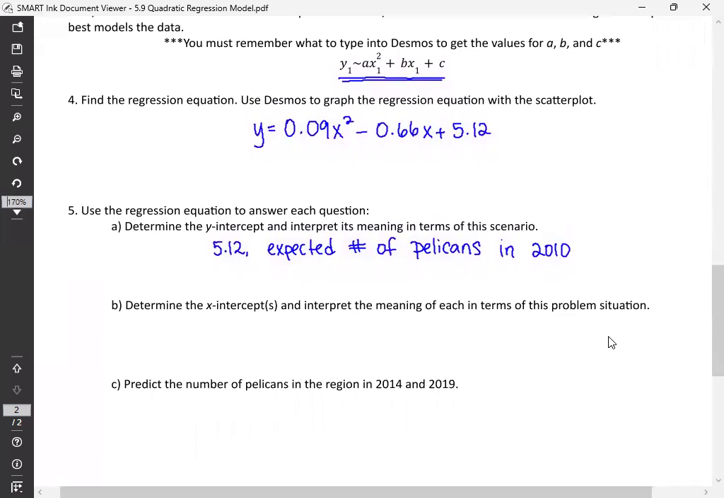For B, it says determine the x-intercept and interpret the meaning. Well, if we go back and look at Desmos, there are no x-intercepts. So that just means that this pelican population will never reach zero.